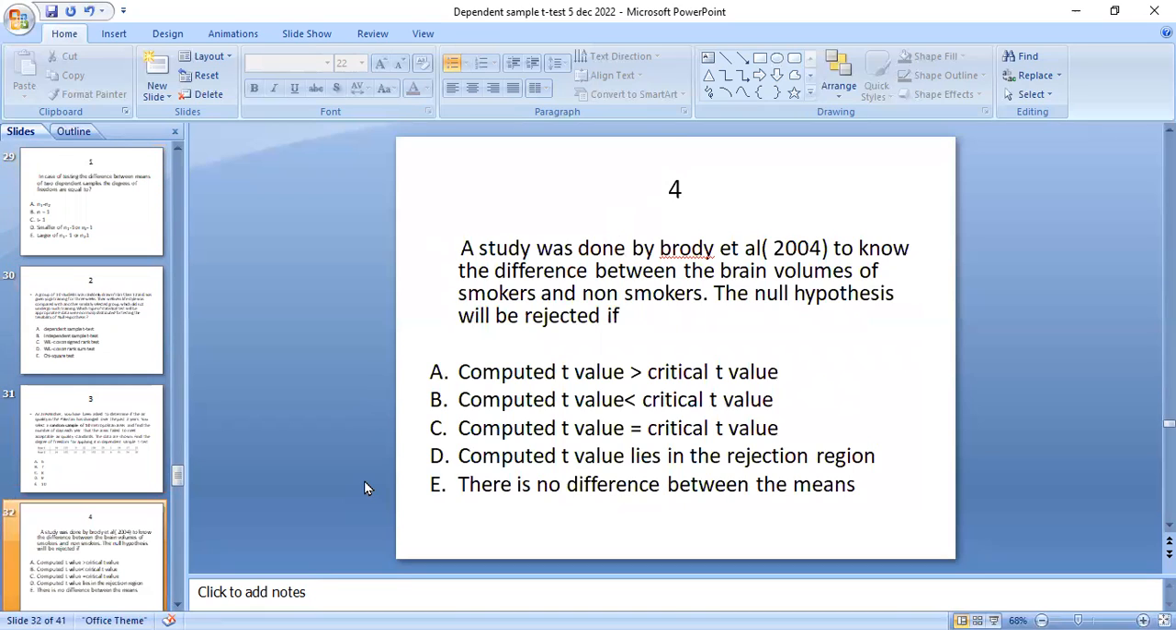Fourth MCQ is, a study was done by Brody et al. in 2014 to know the difference between the brain volumes of smokers and non-smokers. The null hypothesis will be rejected if the computed t-value is greater than the critical t-value, or the computed t-value is less than the critical t-value, or the computed t-value is equal to the critical t-value, or the computed t-value lies in the rejection region, or there is no difference between the means.